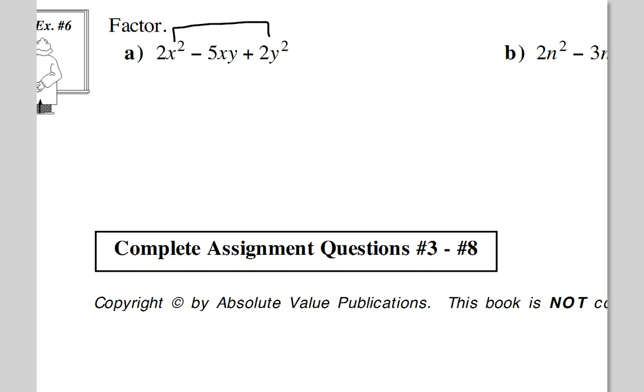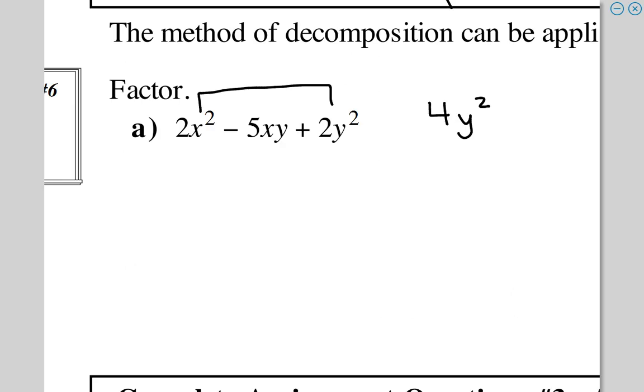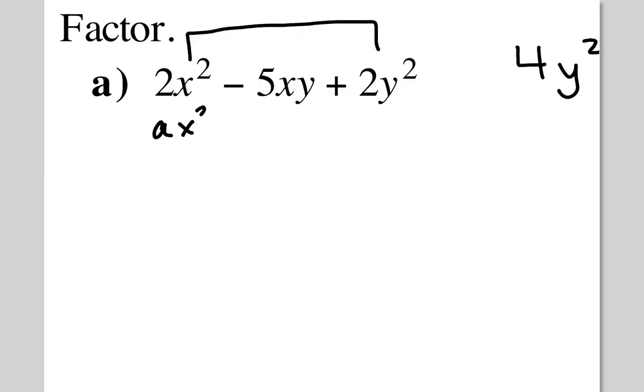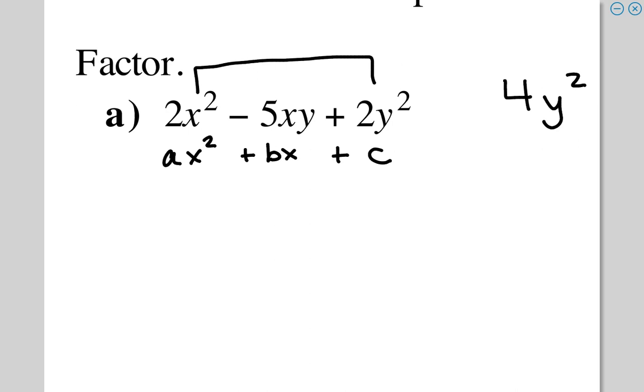I need two numbers that multiply to 4y squared. What's the structure that these have? Do you remember? ax squared plus bx plus c. So we need to find the AC, which is what? 2 is A, do you agree? And C is all this. And what's B?